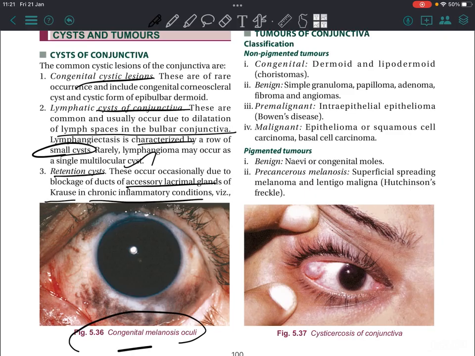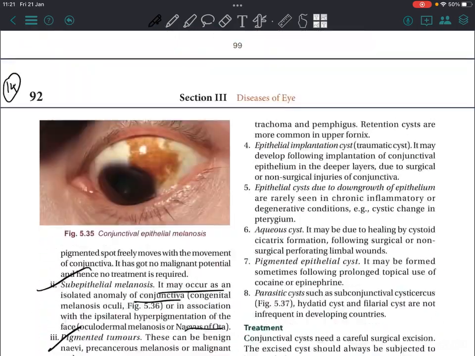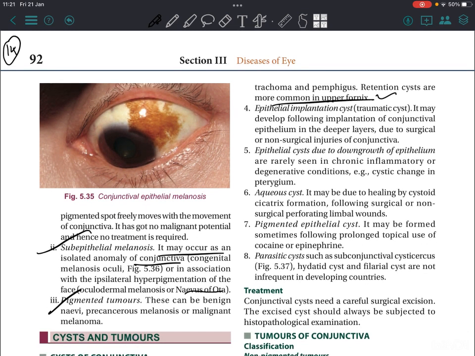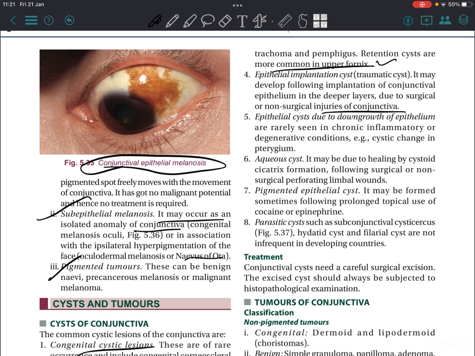Congenital melanosis occurs. Cysticercosis of conjunctiva. The common fibrosis retention cysts are more common in upper fornix. Epithelial implantation of traumatic cyst, congenital epithelial melanosis, due to surgical or non-surgical injuries of conjunctiva. Epithelial cysts due to downgrowth of epithelium are rarely seen in chronic inflammatory or degenerative changes.